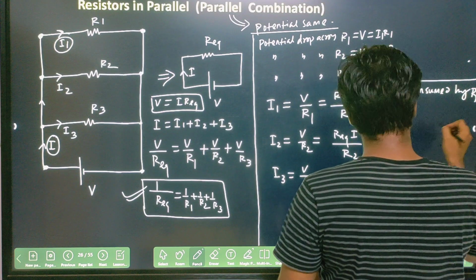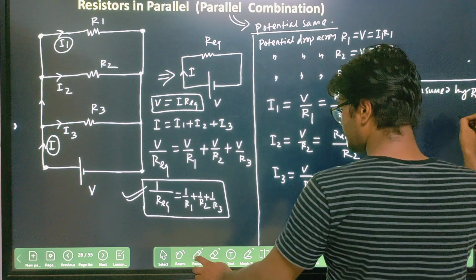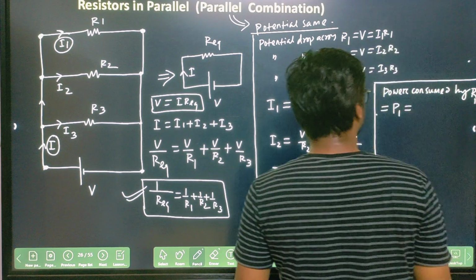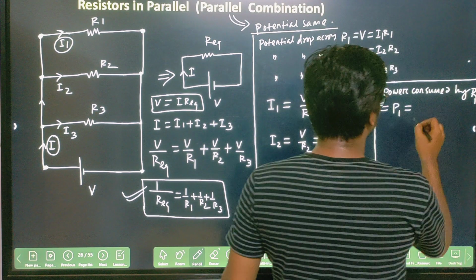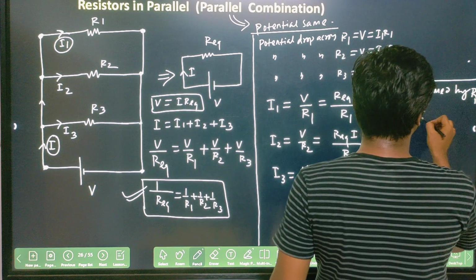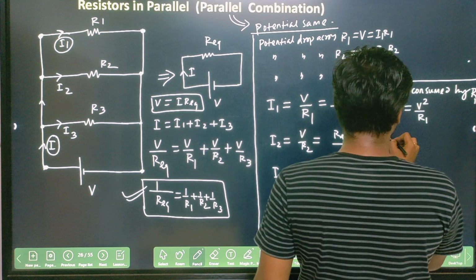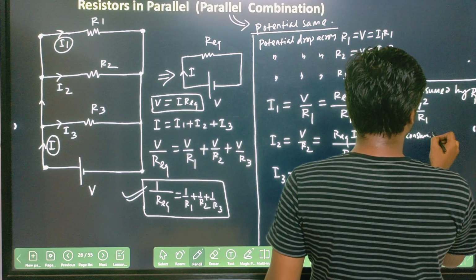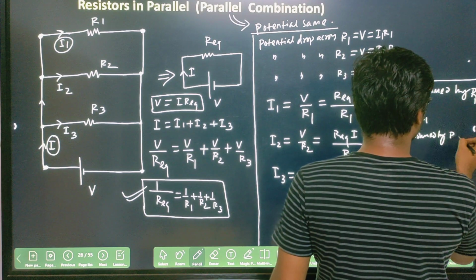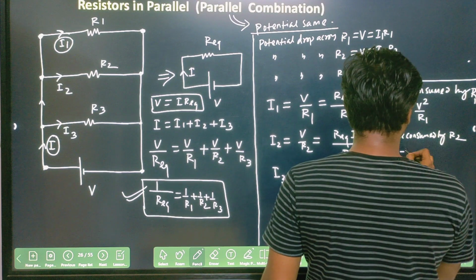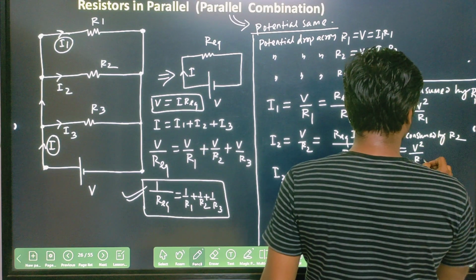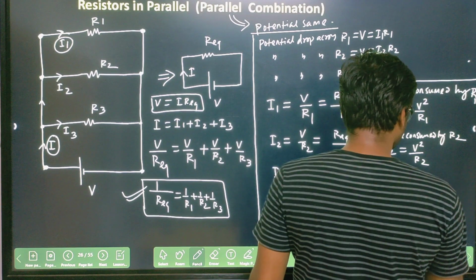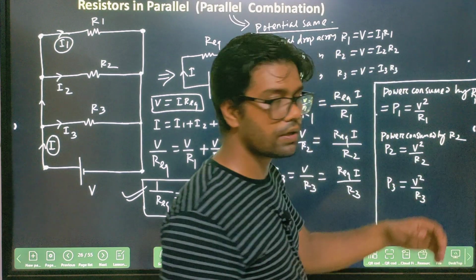is your P1, right? That can be written as V square divided by R1. So similarly, power consumed by R2, that will be your P2, can be written as V square by R2. Similarly, power consumed by R3 will be V square by R3, because we have seen the power formulas, right?